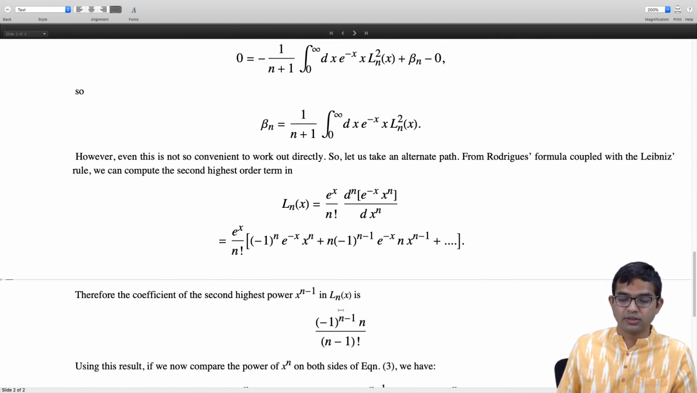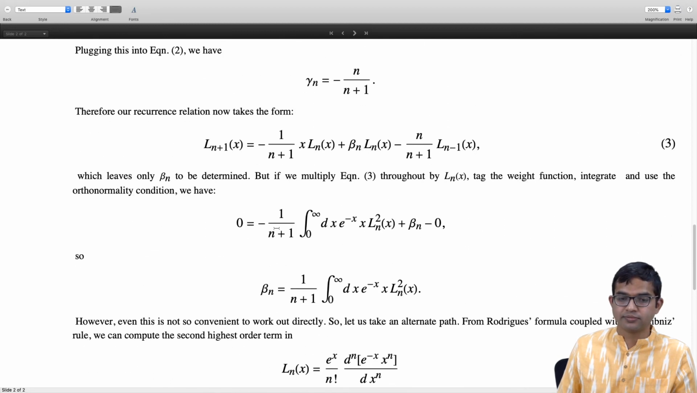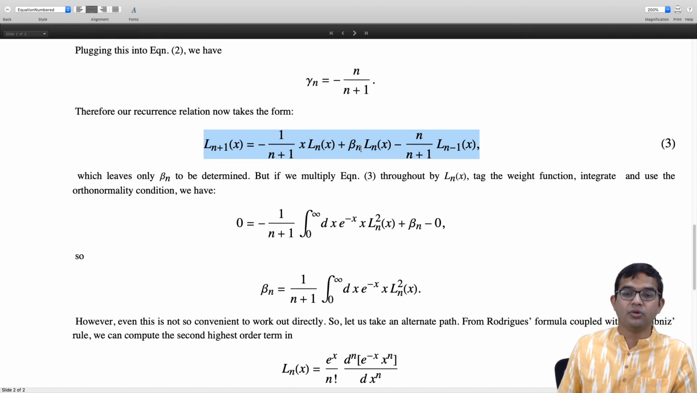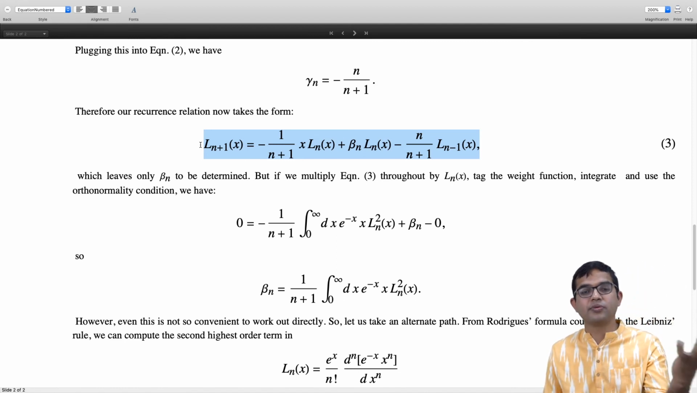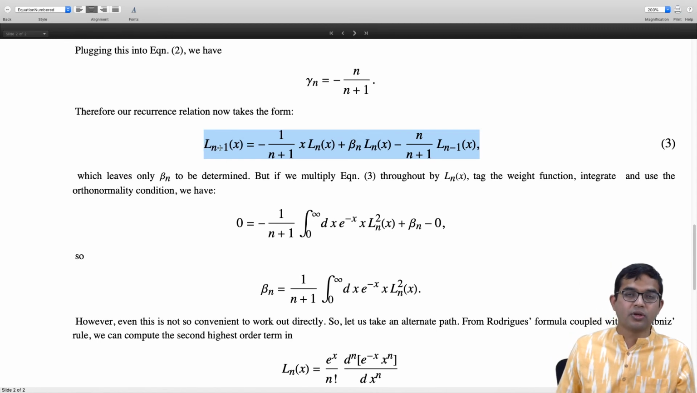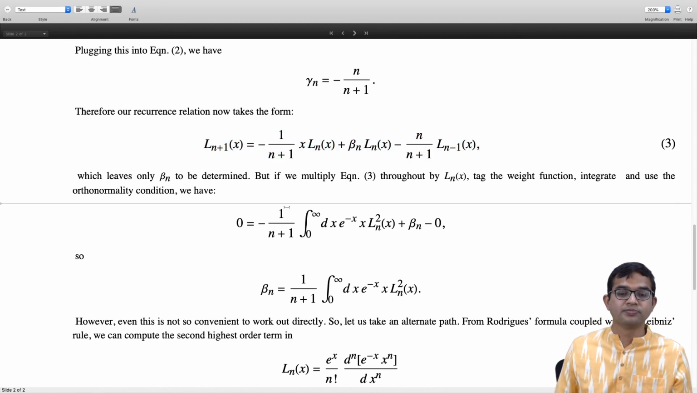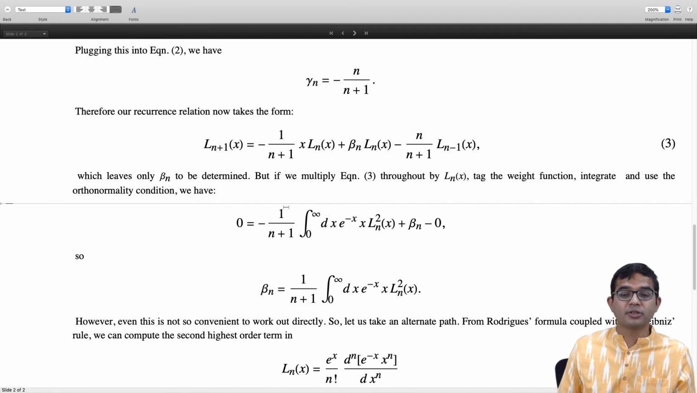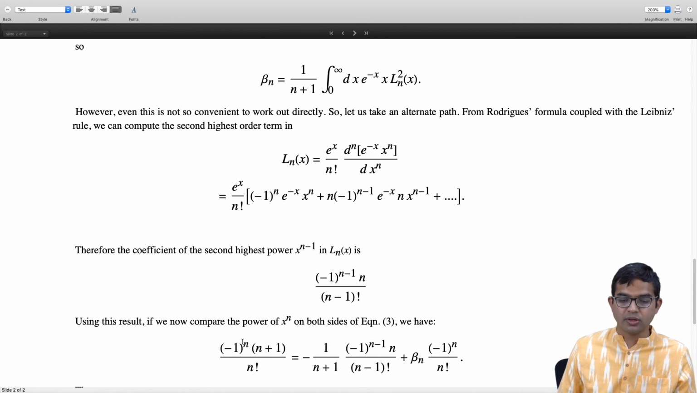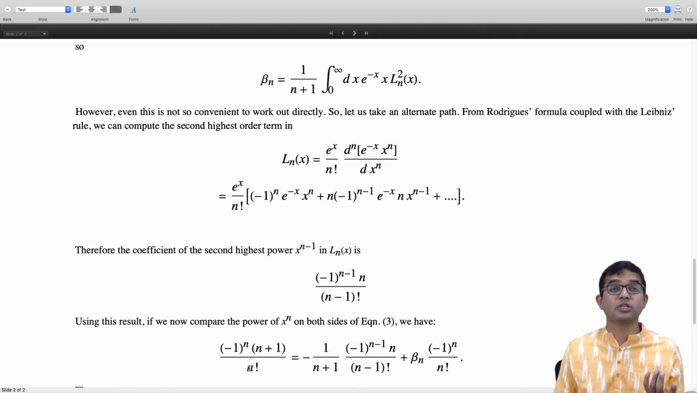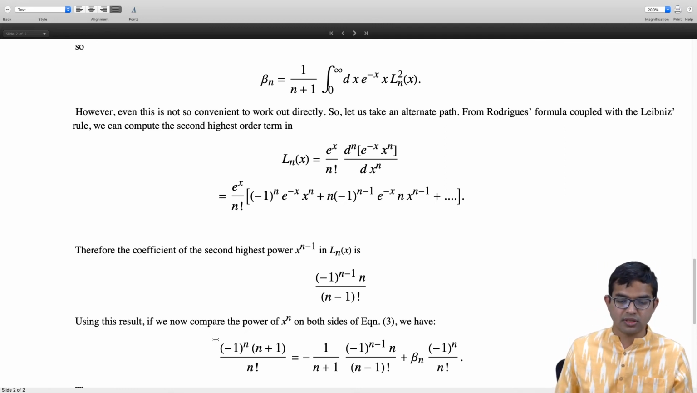So now what we will do is, we will go to equation 3, which is, this is the unknown, which we want to work out, beta n, we don't know. And so what we will do is, we will compare the coefficient corresponding to the second highest order term on the left hand side and the same coefficient on the right hand side. So if you have ln plus 1 of x, it's a polynomial of degree n plus 1. So let's look at the coefficient corresponding to x to the n. So according to this prescription, it must be minus 1 to the n times n plus 1 divided by n factorial, right? So we have ln plus 1 of x, and we are looking at the nth term. So that's what this is.